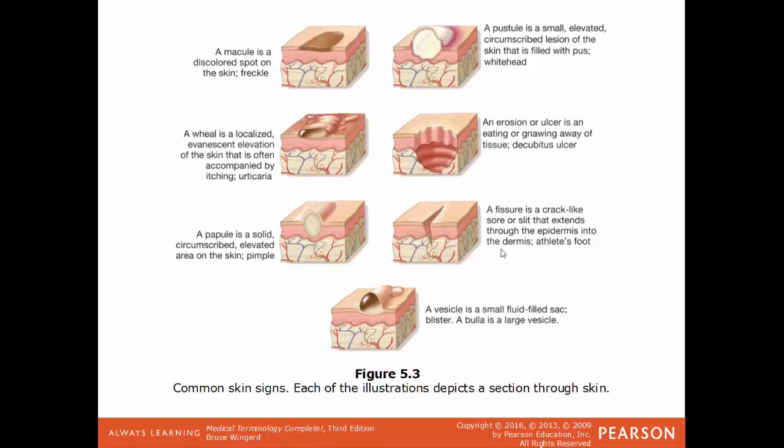Fissure, we talked about on the last slide, crack-like slit that goes through the top two layers of the skin. Very common in athlete's foot. And last one on here, a vesicle is a small sac that's filled with fluid, basically another term for a blister. And when a vesicle gets really large, it's now called a bulla. So a bulla is nothing more than a large vesicle.